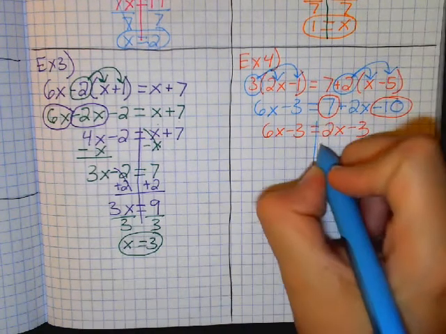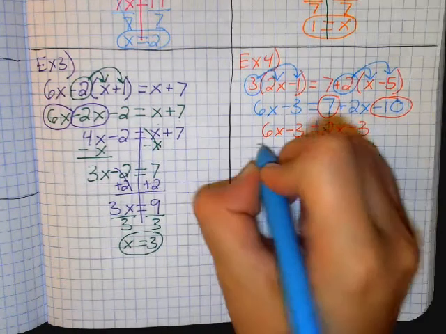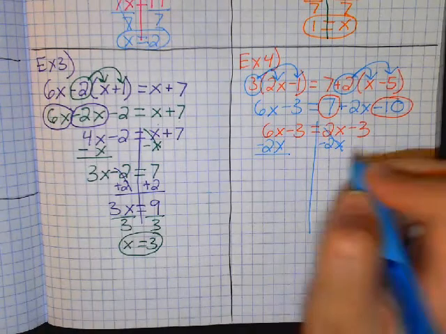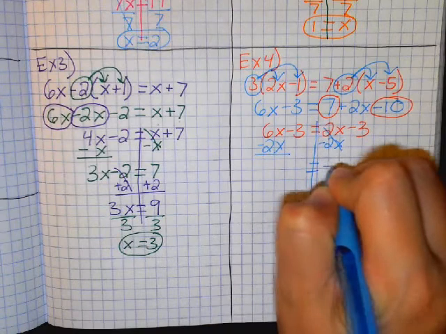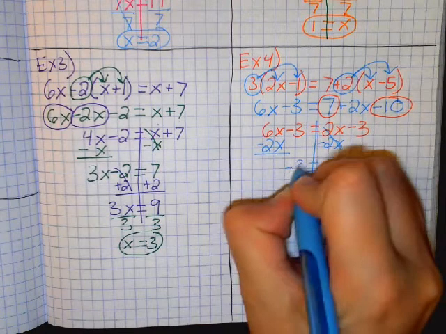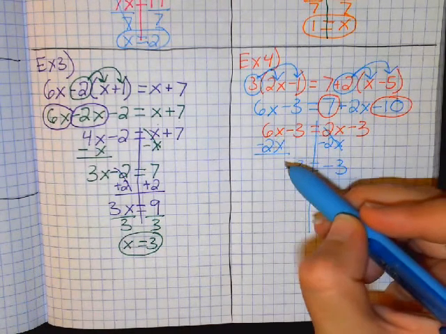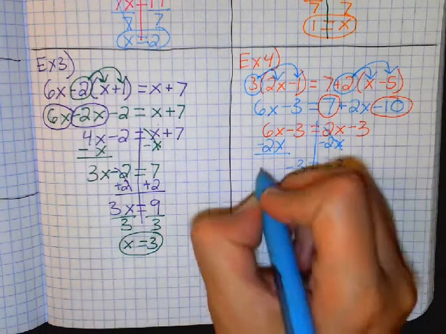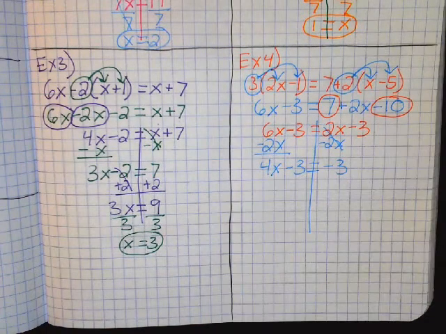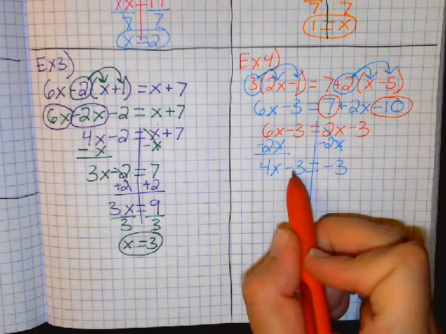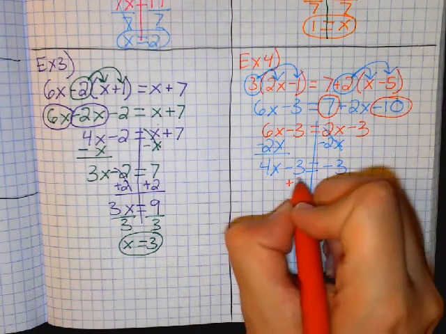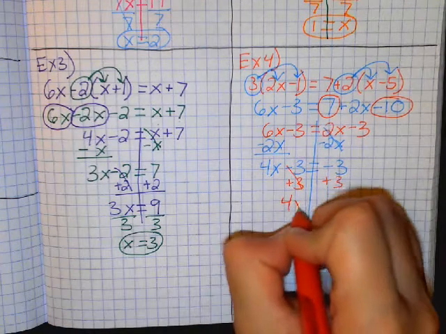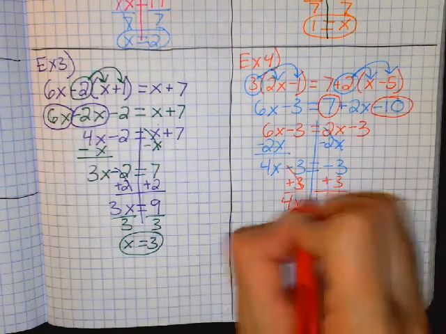I'm going to draw my line. I'm going to subtract 2x from both sides. My right side, it cancels out. So I have a negative 3 left. Negative 3. 6x minus 2x is 4x. I'm going to move my constant from the left side to the right by adding 3. By adding 3, I have 4x on my left.